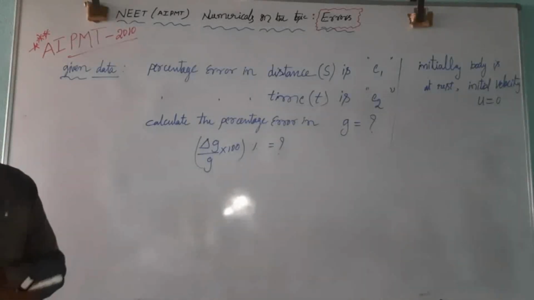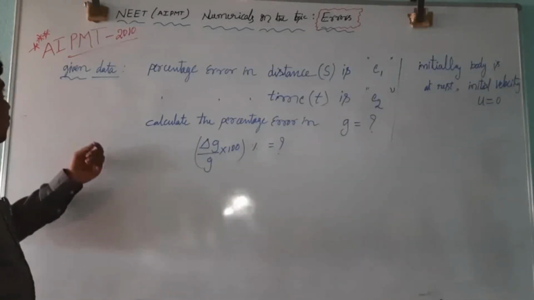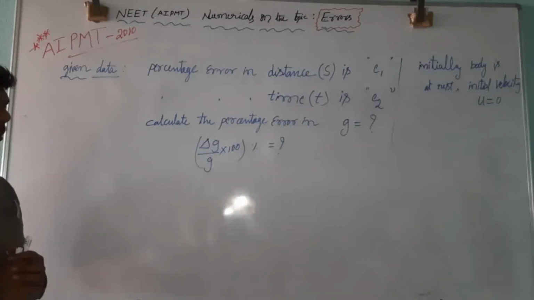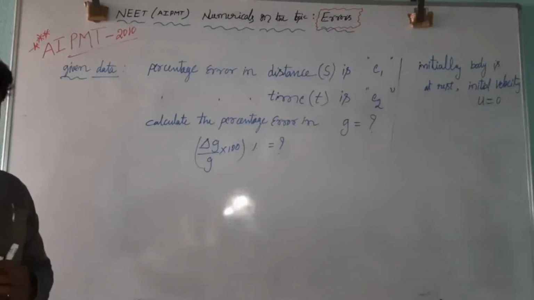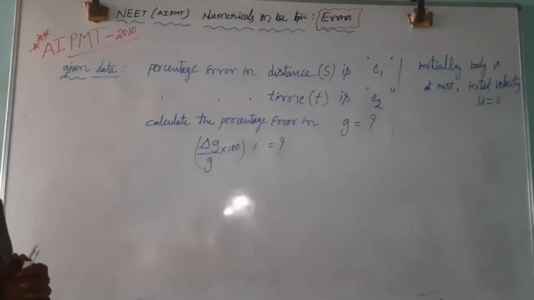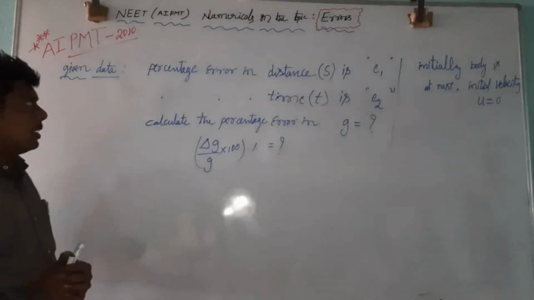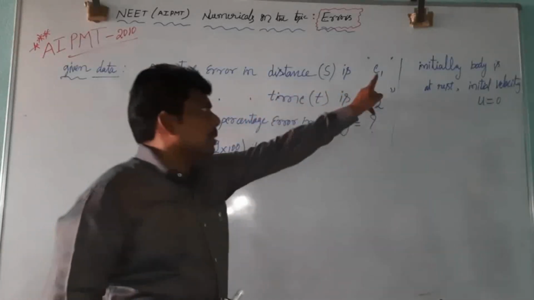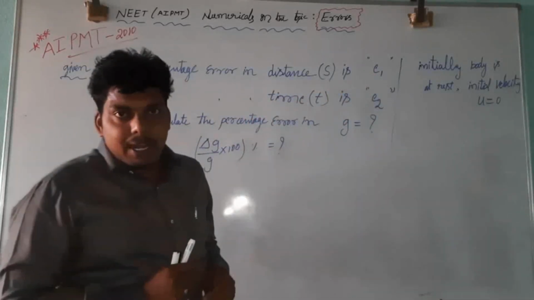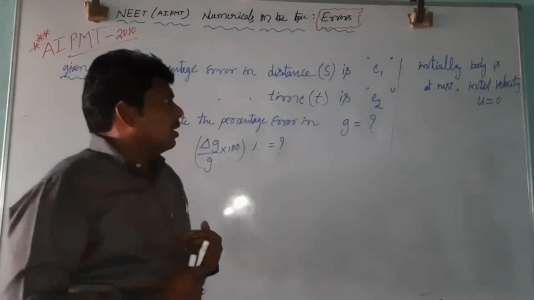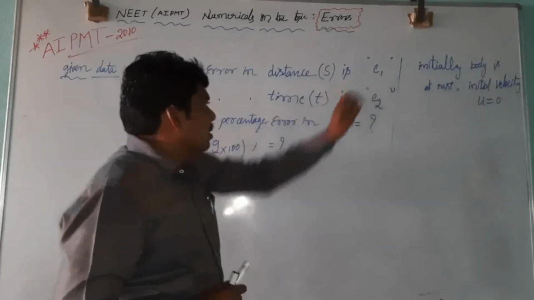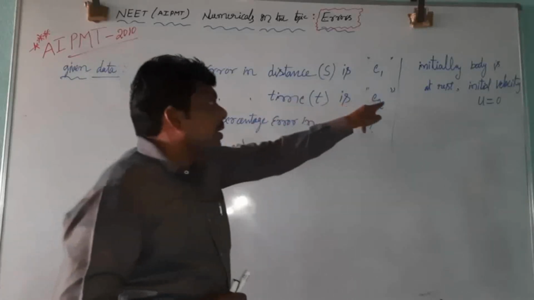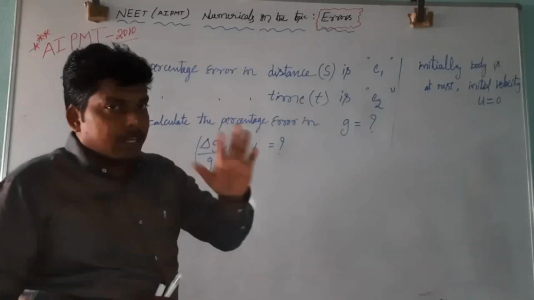Now the question number 3. The question is from the AIPMT 2010. Did you read the question? Yes. From the given question, we can take the data, that is percentage error in a distance is A1. They didn't mention any value, but that is indicated by a certain symbol, that is A1. Next, percentage error in a time T is given by A2. Here also they didn't mention any value.